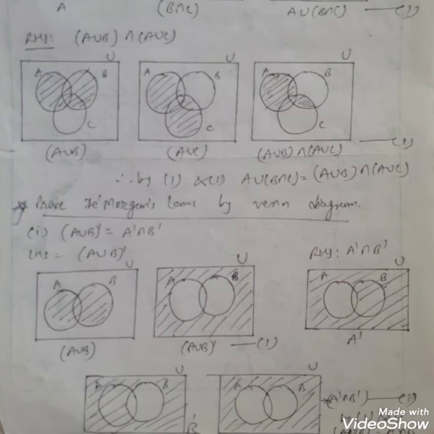Prove De Morgan's law by Venn diagram. So De Morgan's laws: (A union B)' equals A' intersection B', that is the first law. It is shown in the Venn diagram. Here, first we have to draw the Venn diagram of the union of two sets A and B. So the first diagram shows the union of two sets.